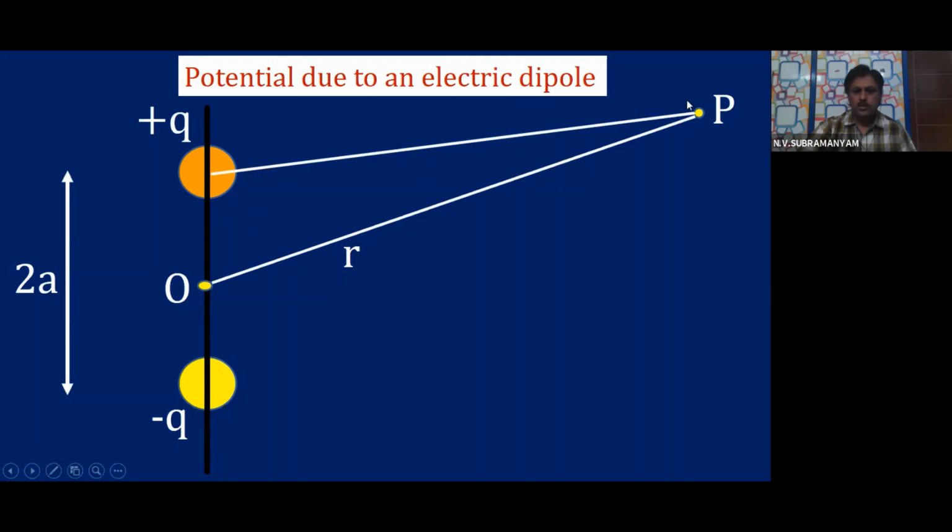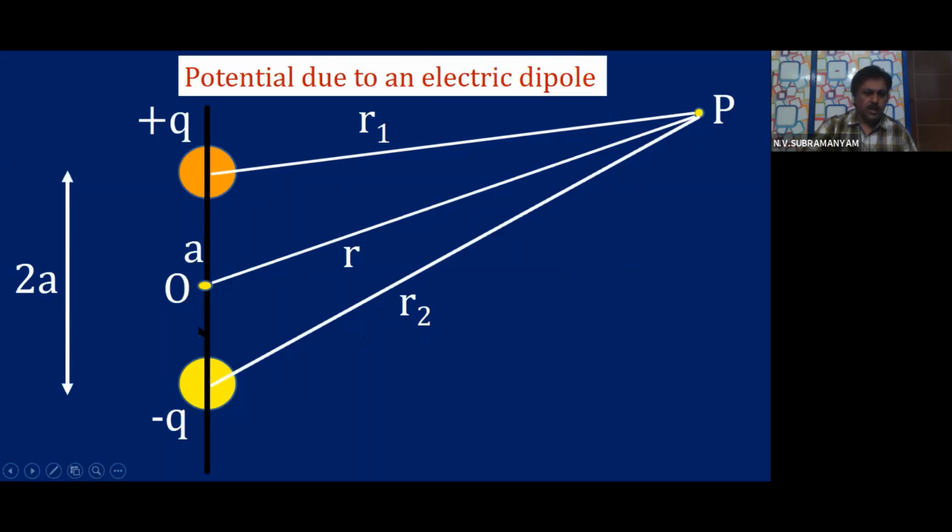What is the distance from plus q to P? Let us say R1. What is the distance from minus q to P? R2. So is this clear, children? O to the point, distance is R. Plus q to the point, distance is R1. Minus q to the point, distance is R2. This 2a, I can divide into two parts: one part A, another part A. Next, the angle between the dipole axis, that is, the dipole moment actually.